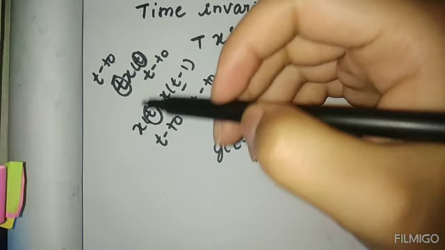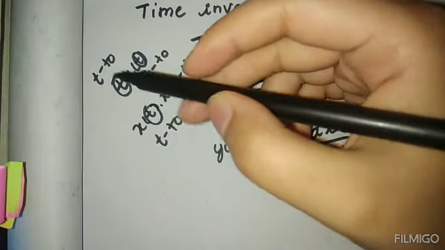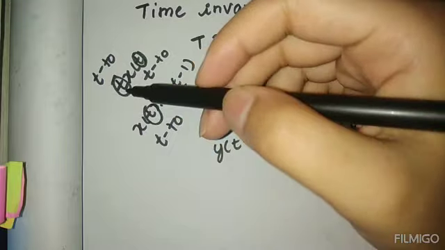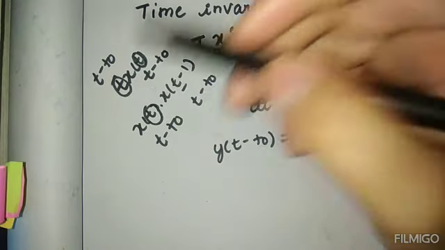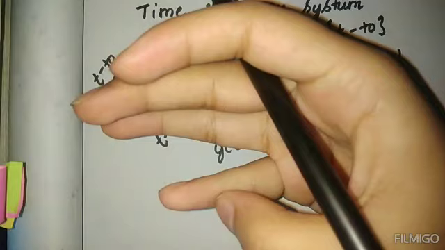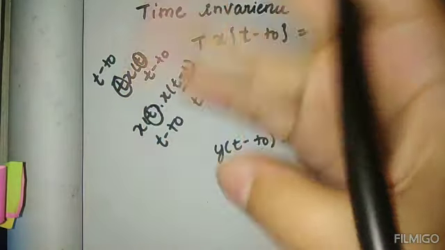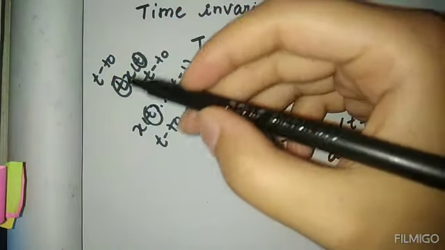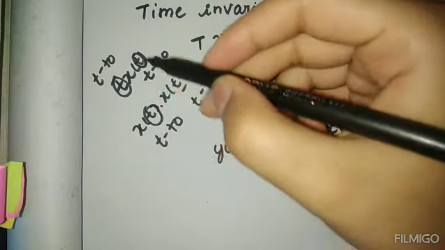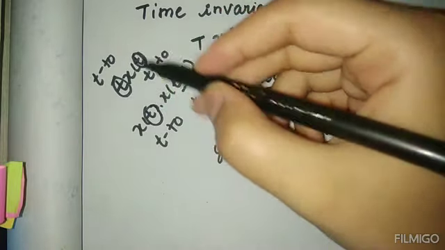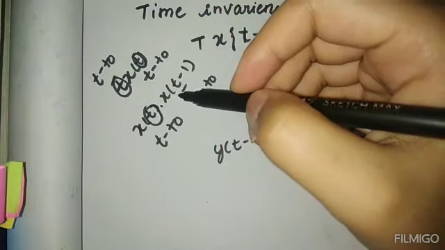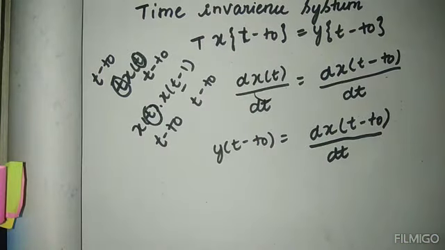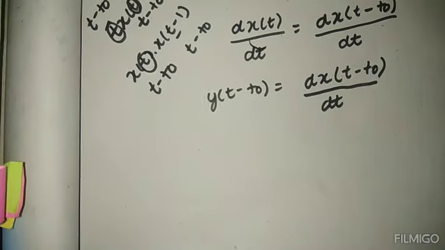You need to check a t which is not associated with this x. It should be a single t, only a single t, or t plus 10 or t plus y, like that. It should be a single t, but it should not be associated with this x, like x of t or x of t minus 1. So it should not be associated, right? I guess you got it.